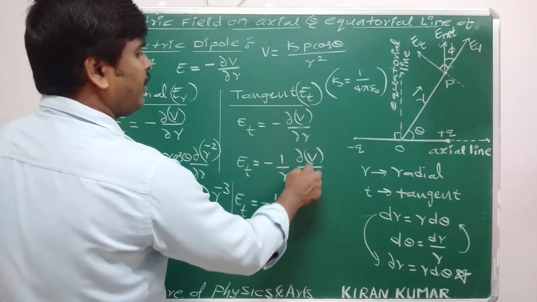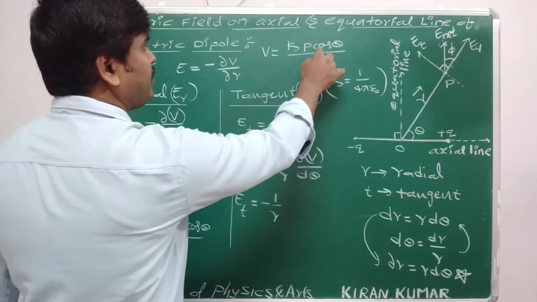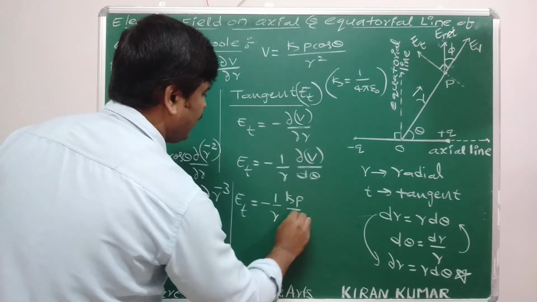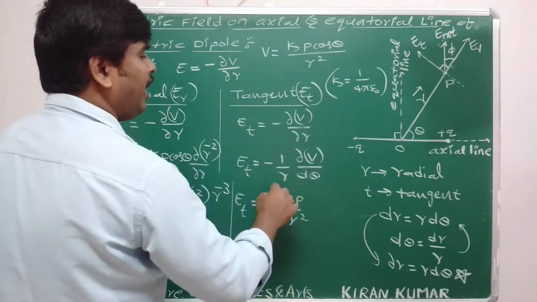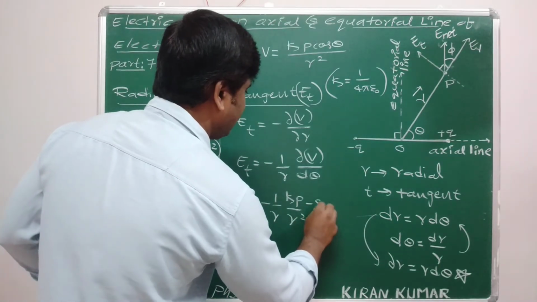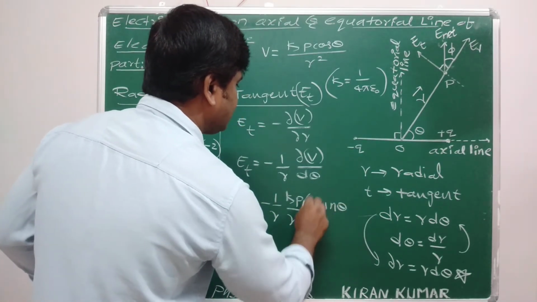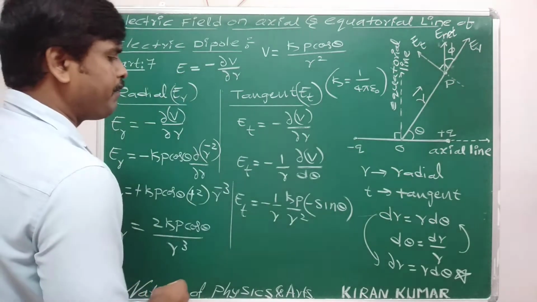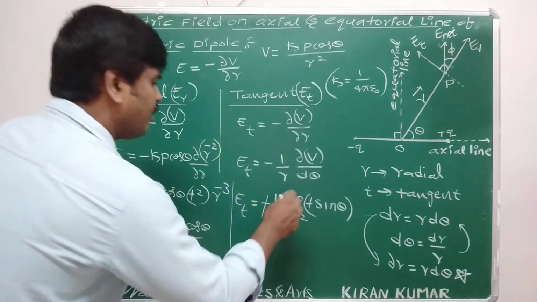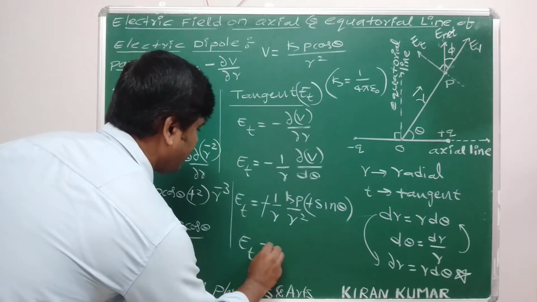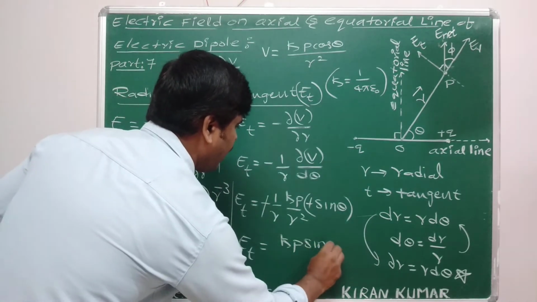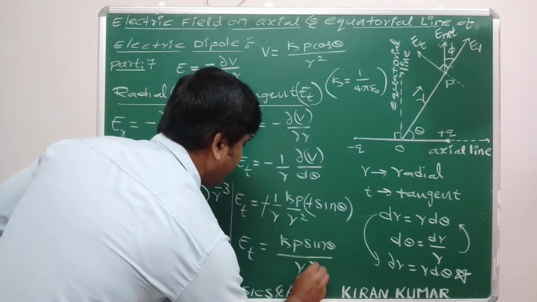Okay, and next, continuing, replacing the dV value, E_T is equal to minus 1 by R. Here differentiation is with respect to theta, that's why Kp by R square is common. Okay, and differentiation of cos theta is minus sin theta, so this is minus sin theta. Try to understand, this minus gets cancelled, so E_T is equal to Kp sin theta divided by R cube.